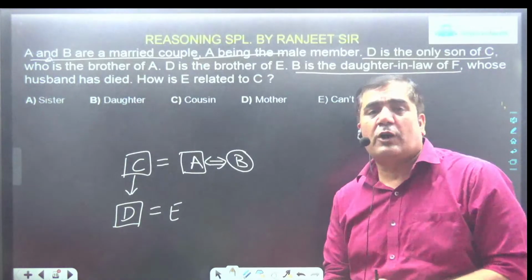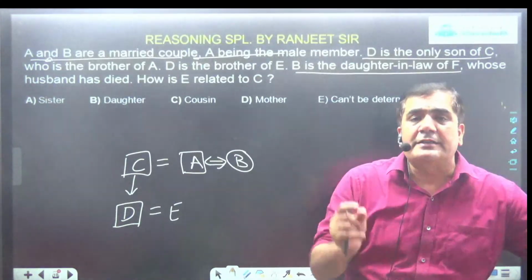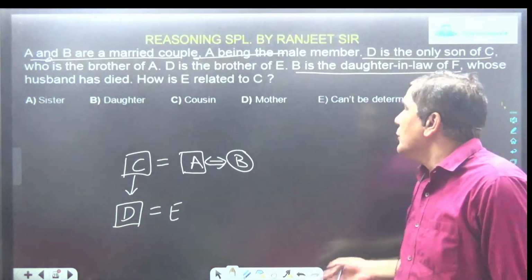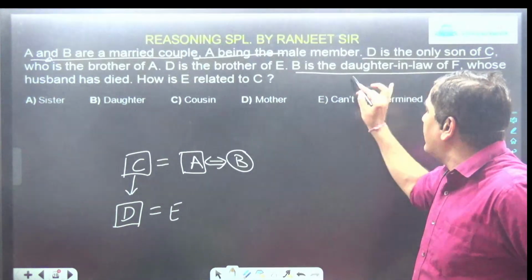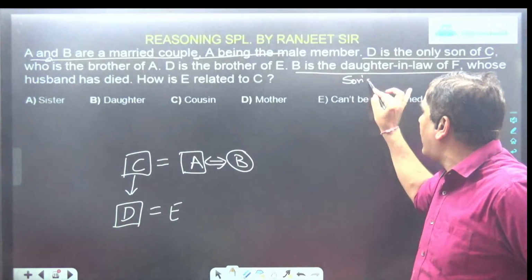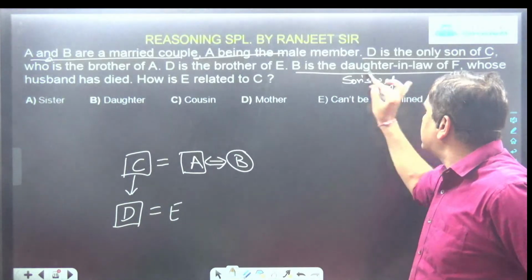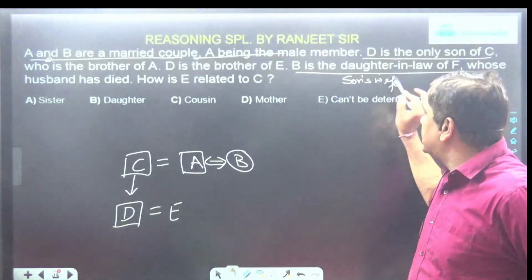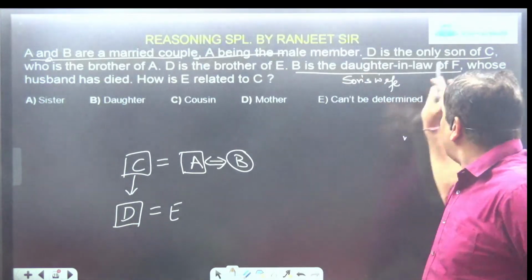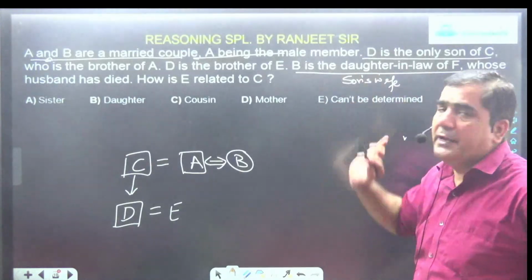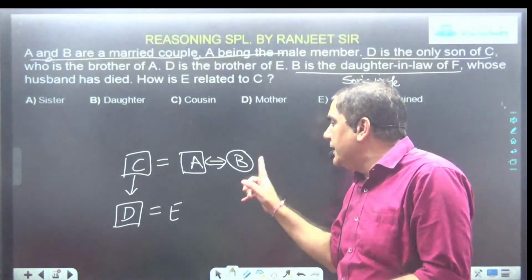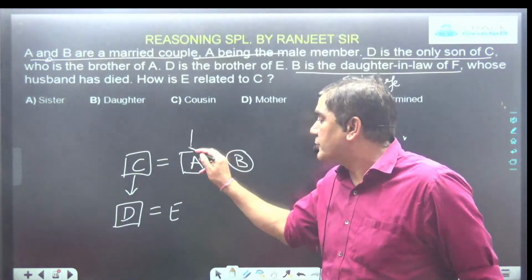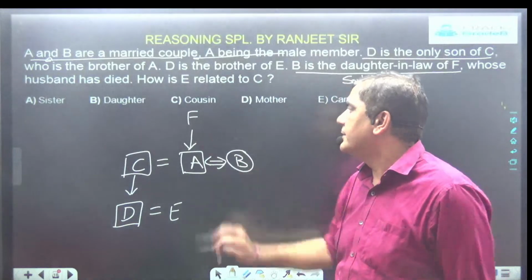Who is called a daughter-in-law? Daughter-in-law is nothing but my son's wife. My son's wife will be my daughter-in-law. So if here B is the daughter-in-law, it means B is the son's wife of F. F's son's wife will be B. So this is just see. B is the wife of A means F's son will be A. So F must be over here.